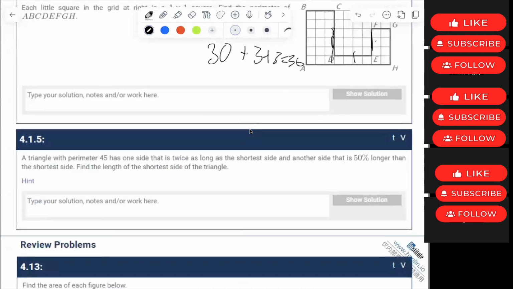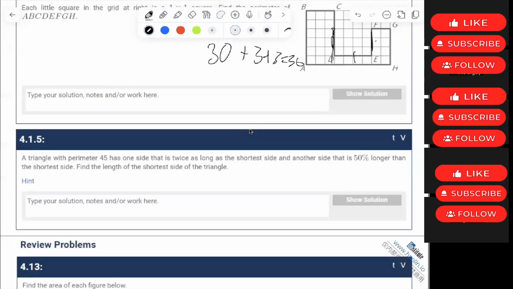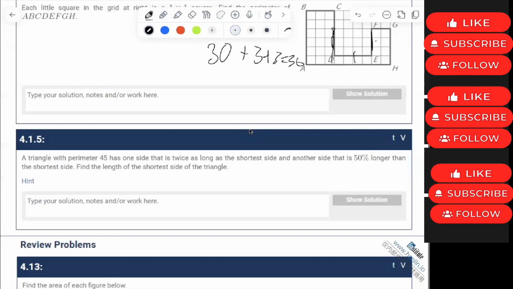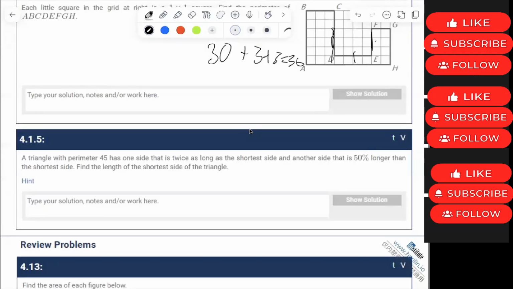Triangle with perimeter 45 has one side that is twice as long as the shortest side and another side that is 50% longer than the shortest side. Find the length of the shortest side of the triangle. How do we approach this?